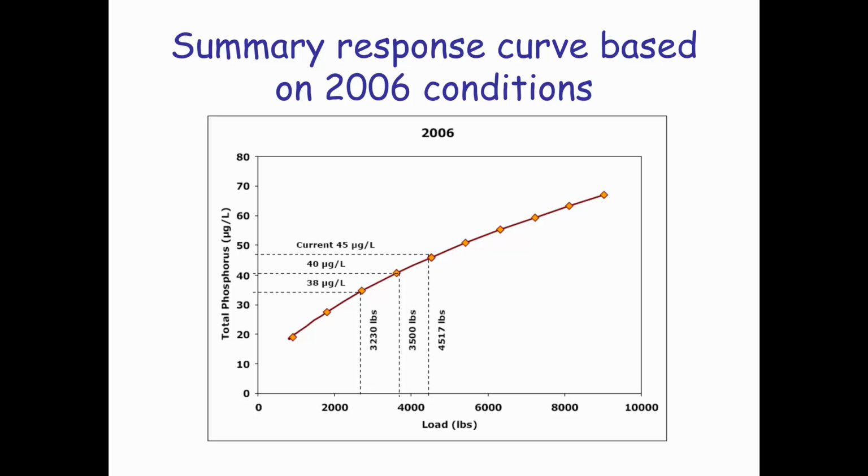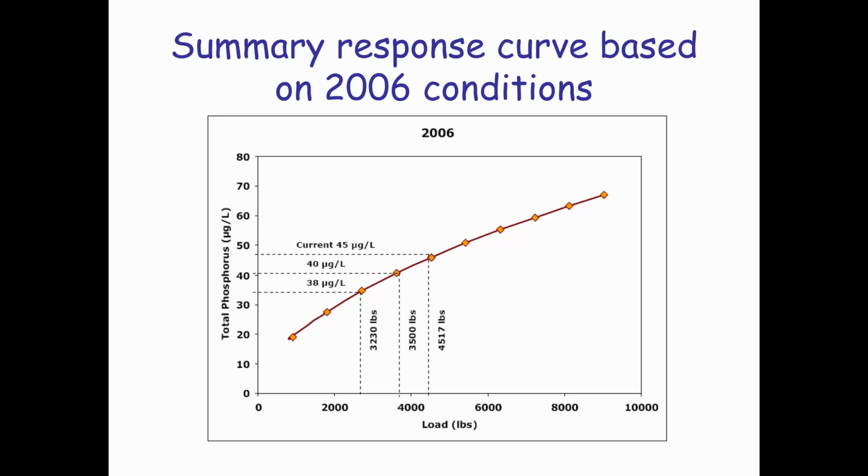Okay, so here's again the response curve. This is for 2006 conditions. The current conditions are a watershed load of 4,517 pounds. Again, this does not include the internal loading. The internal loading is assumed to be zero. To meet the 40 microgram per liter, we would allow a watershed load of 3,500 pounds. On top of that would be the 253 pounds of atmospheric load. With the 3,500 pounds and the 253 pound atmospheric load, it would give 40 micrograms per liter.